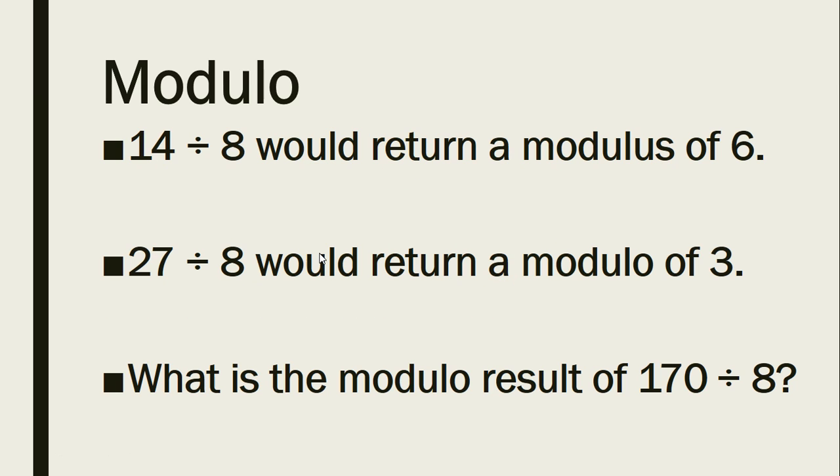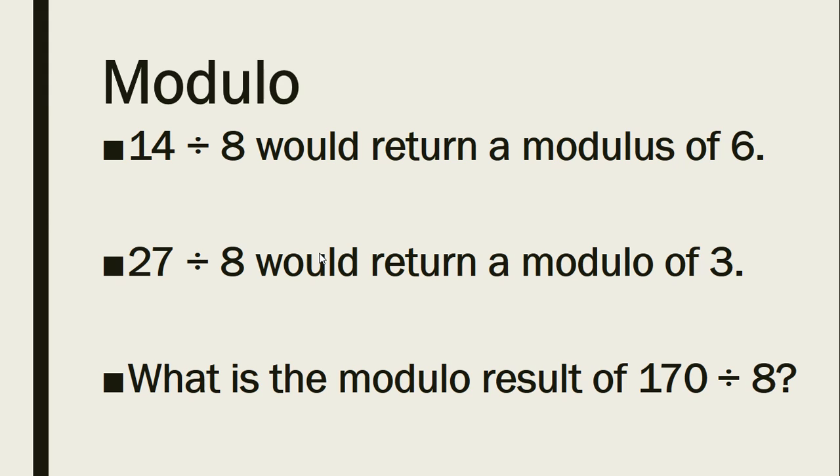All right, so 14 divided by 8 would return a modulo of 6. Okay, wait, what does that mean? How many times can 8 go into 14 evenly? I think it is once, right? If I go twice, I'm at 16, and that doesn't work. But again, most people want to go 14 divided by 8 and say, hey, it's 1.75. And again, that's not the modulo. So 8 goes into 14 one time, and then how many more to get to 14? Well, 6, right? So 9, 10, 11, 12, 13, 14. So 6 more gets me there. So the modulo of 14 divided by 8 is 6.